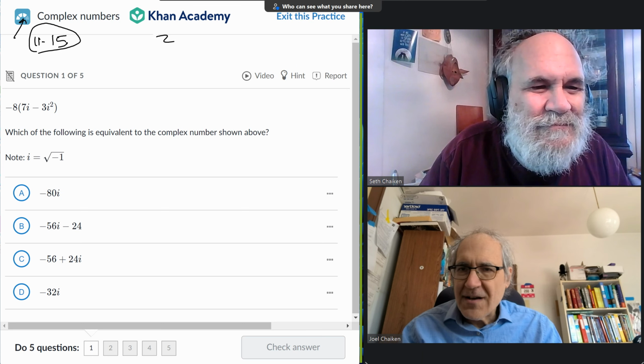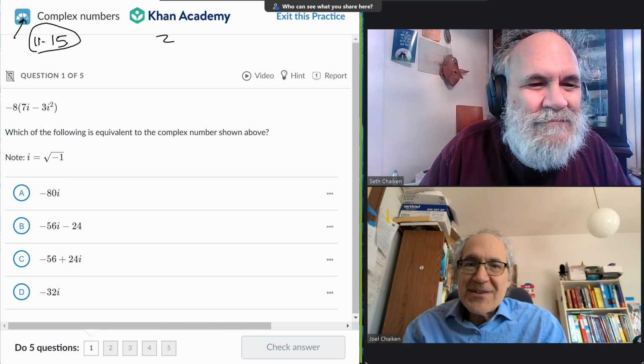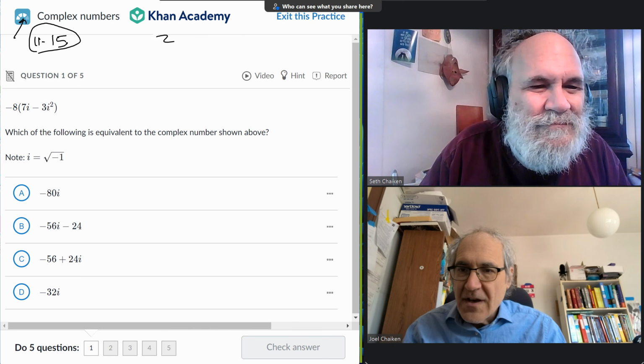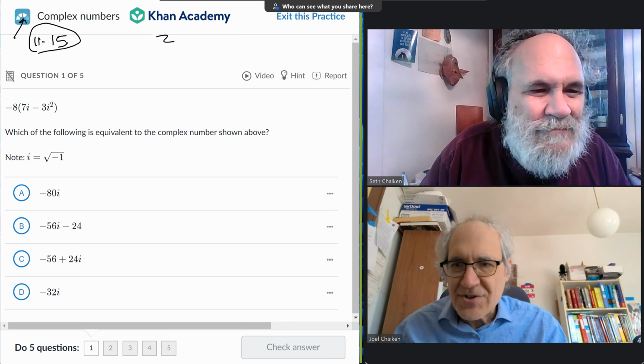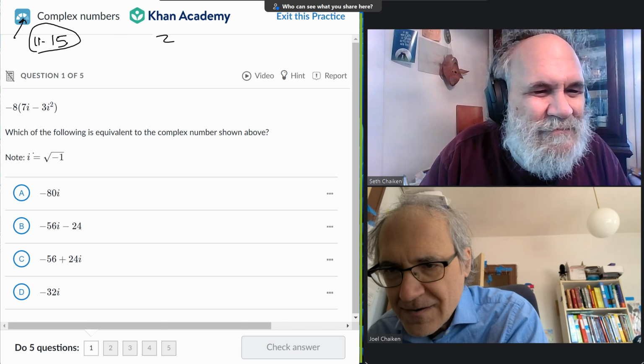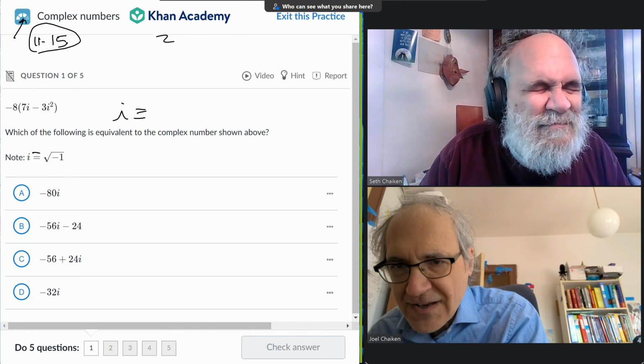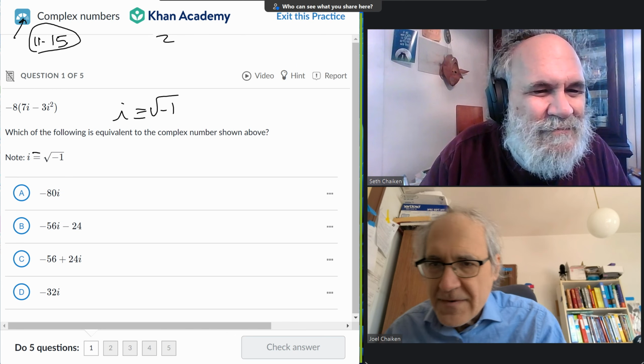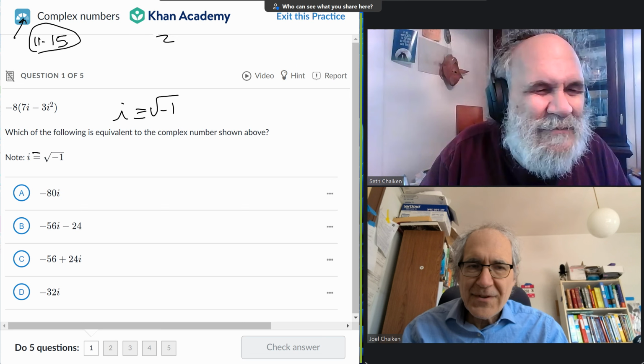This is obviously on complex numbers. On the SAT, you're not going to be told the topic on the question. Which of the following is equivalent to the complex number shown above? i is equal to the square root of -1. That's a definition, right? i is defined as the square root of -1.